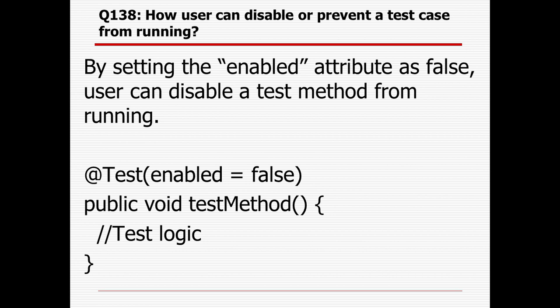How can a user disable or prevent a test case from running? So by setting the enabled attribute to false, the user can disable a test method from running. Okay, in case you provide true, it will run obviously, but under the @Test annotation, if you set enabled equal to false, that will not run for the particular execution. And under the @Test annotation, you can create a method, so you can provide some logic there.